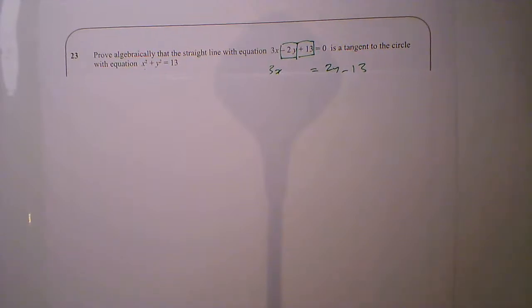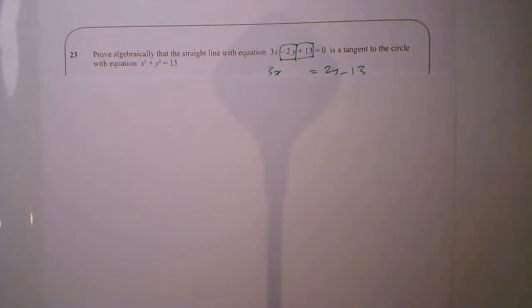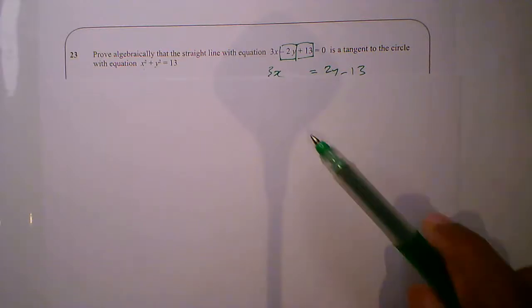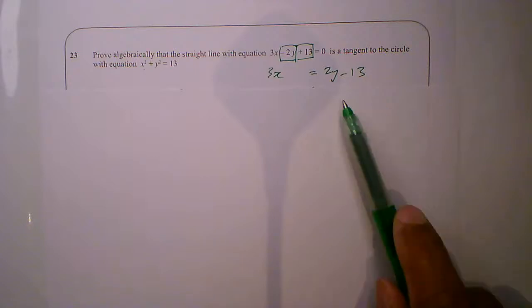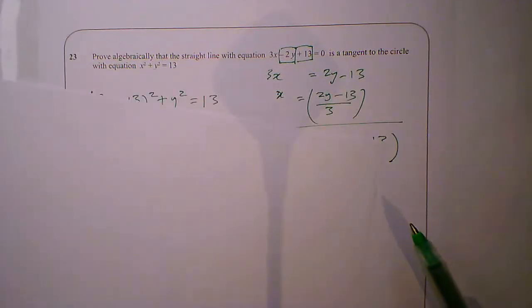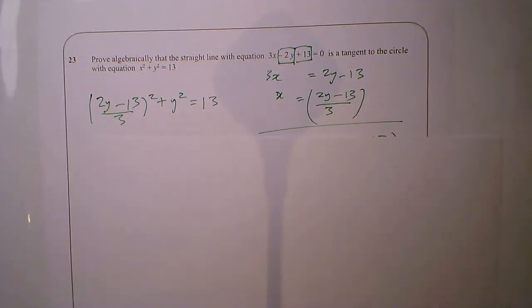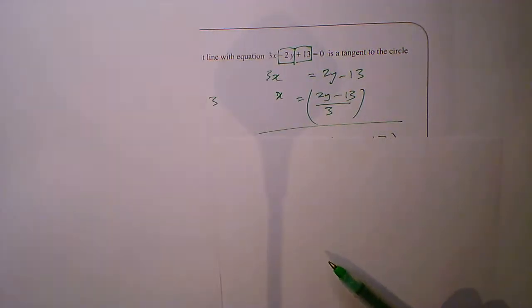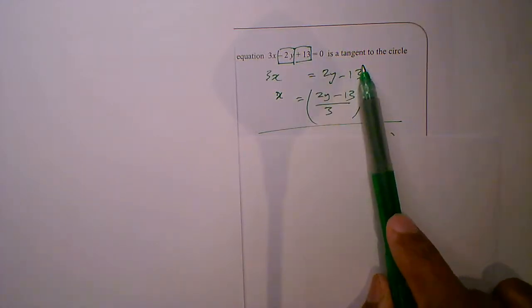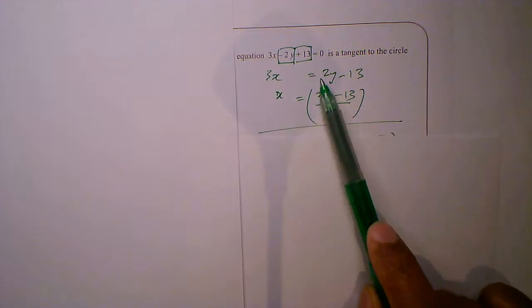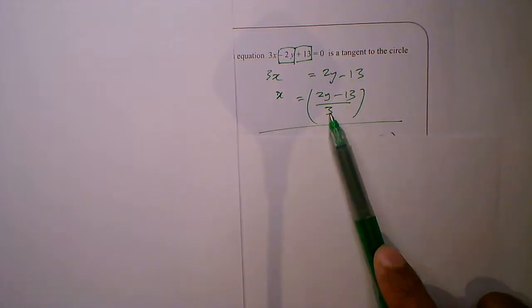Prove algebraically that the straight line with the equation 3x take away 2y plus 13 equals 0 is a tangent to the circle with the equation given. We decided to make x the subject, so 3x equals 2y take away 13. Take y to the other side, it becomes positive, 13 becomes negative, so 3x equals that. Divide throughout by 3, so you get 2y take away 13 over 3.